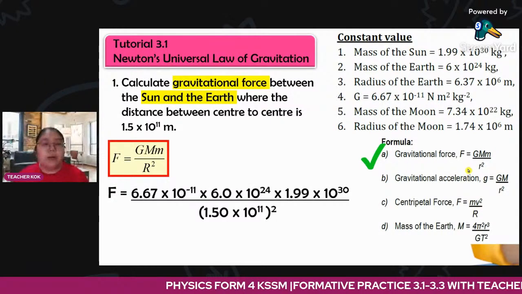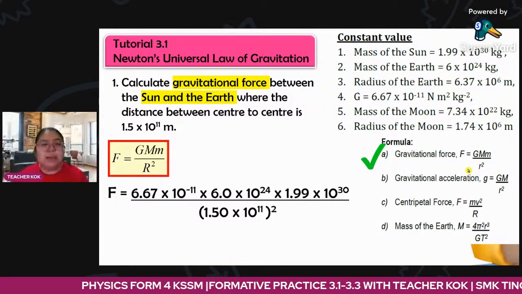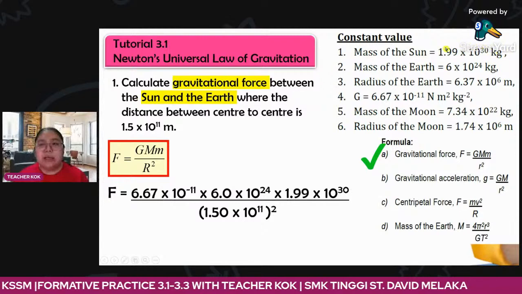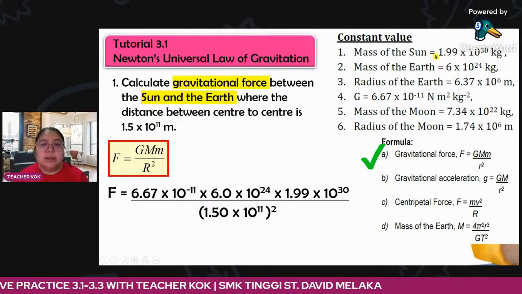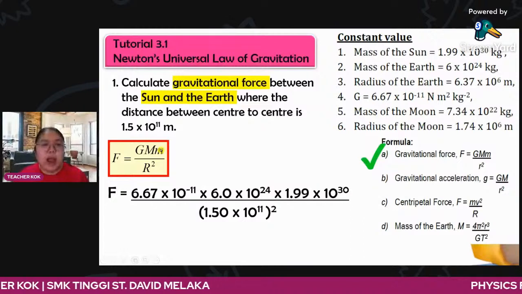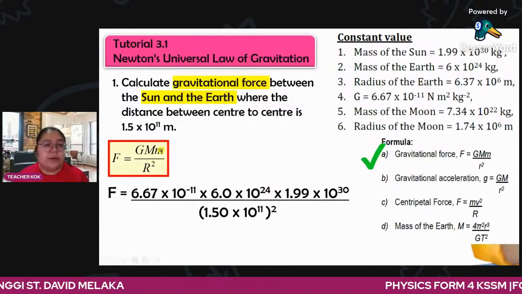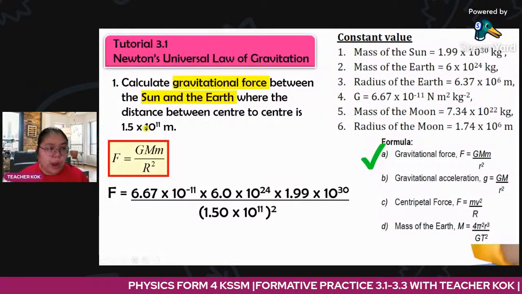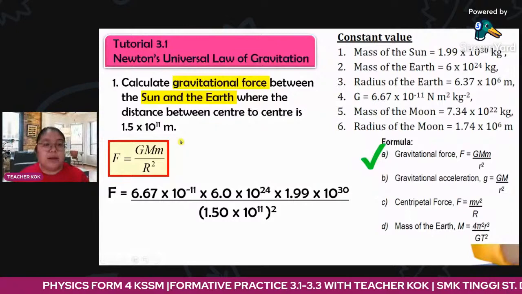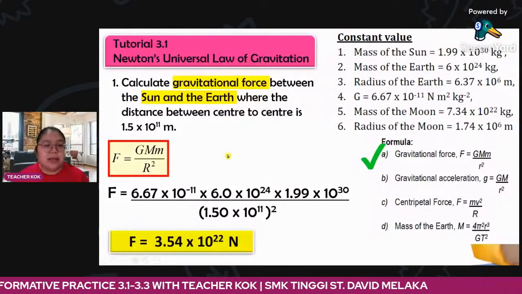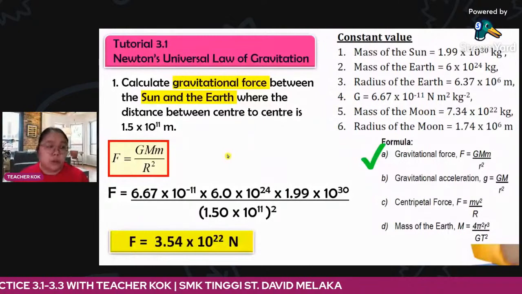So this one is G. Capital M is the big object. Here it is the Sun. The mass of the Sun, the info is already provided. Then the mass of the Earth is the small m. R squared is the distance provided in the question, 1.5 times 10 power of 11. Remember to square it. Final answer, I get 3.54 times 10 power of 22 Newton.